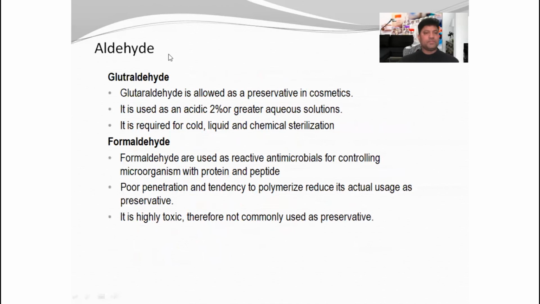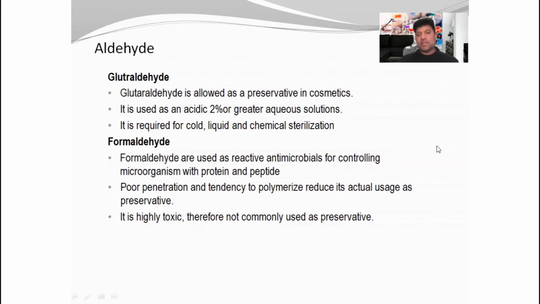Okay, well, aldehydes. Glutaraldehyde is allowed as a preservative in cosmetics. It is used as an acidic 2% and greater aqueous solution. It is required for cold liquid chemical sterilization.